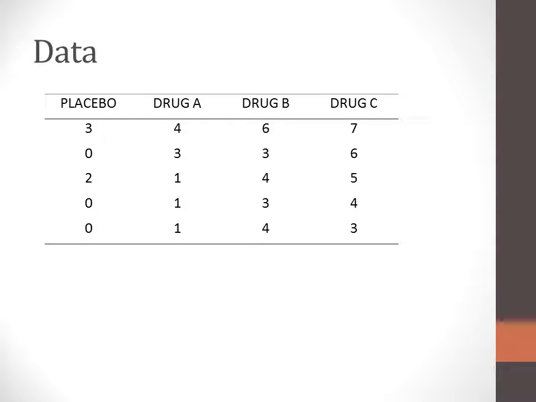And here we have our data. So we have 4 different columns. We have a placebo, so this group didn't receive any drug, just a sugar pill. We have drug A, drug B, and drug C. And we want to know if any of those resulted in a significant difference in terms of how long an individual could tolerate the pain.